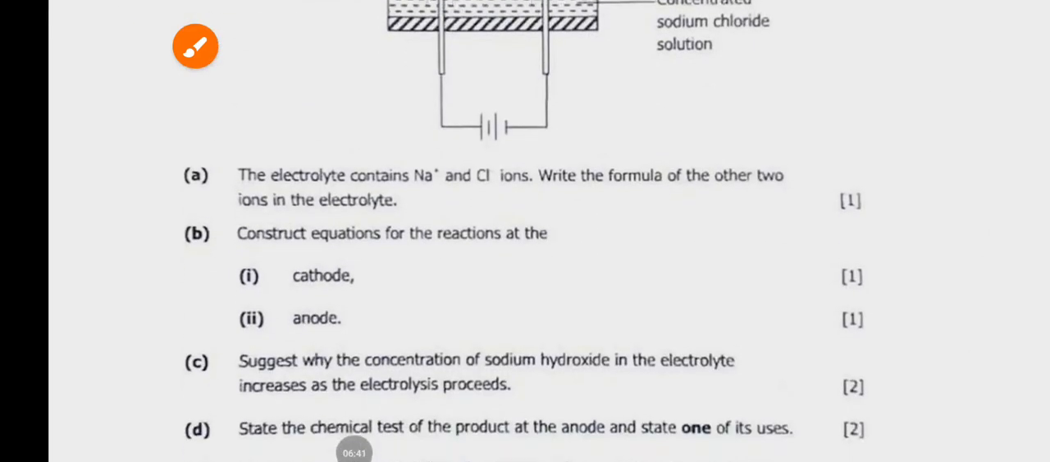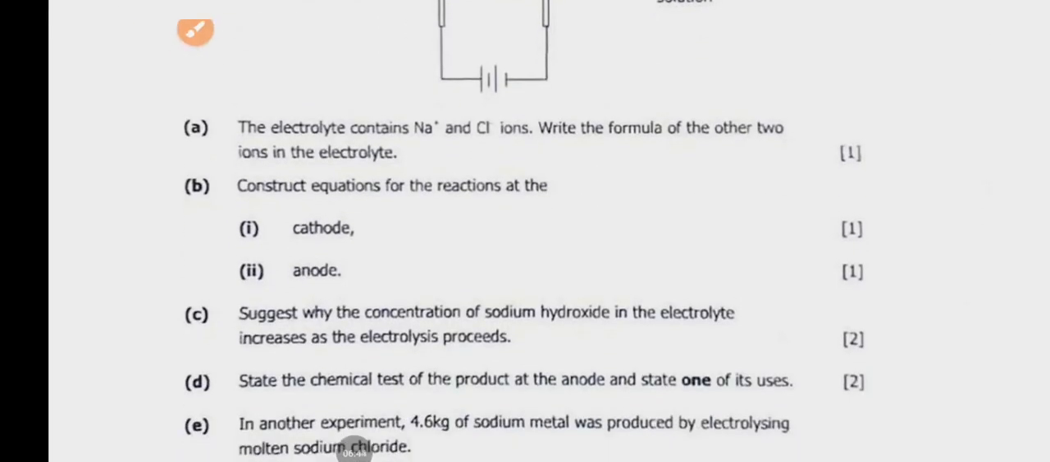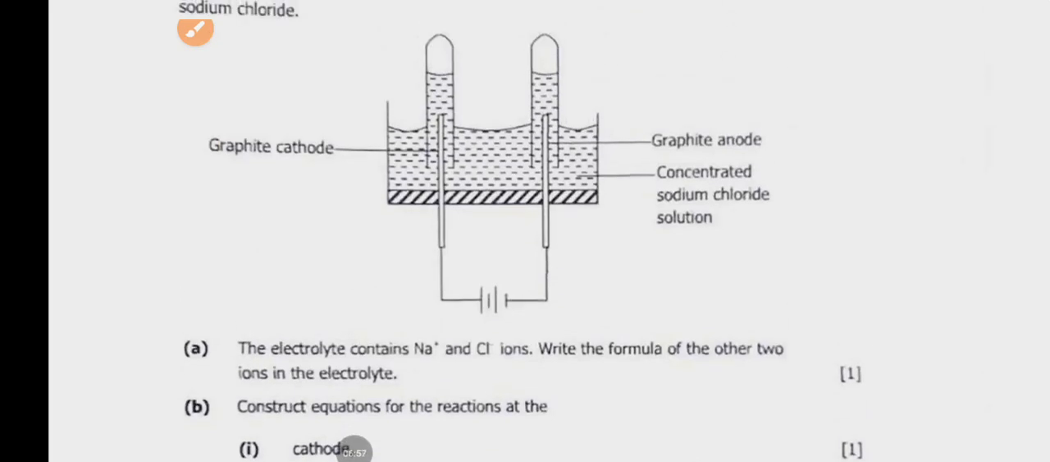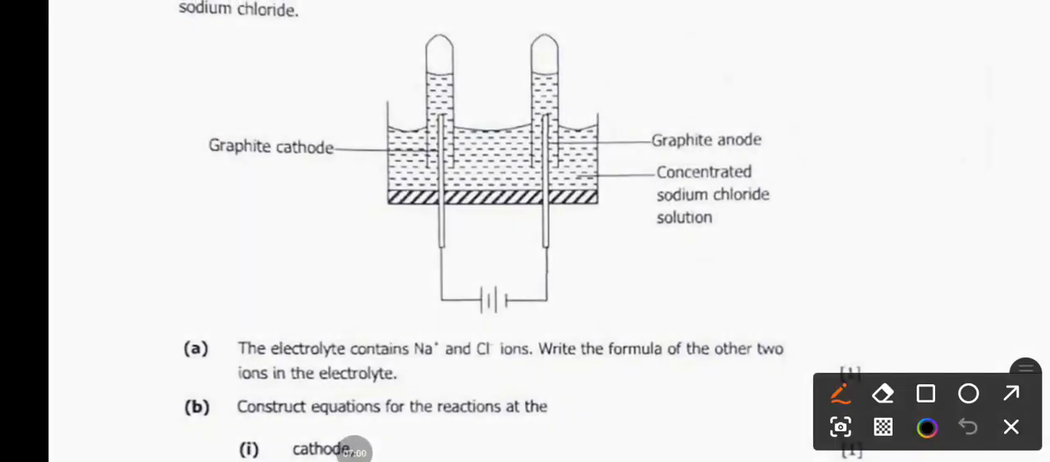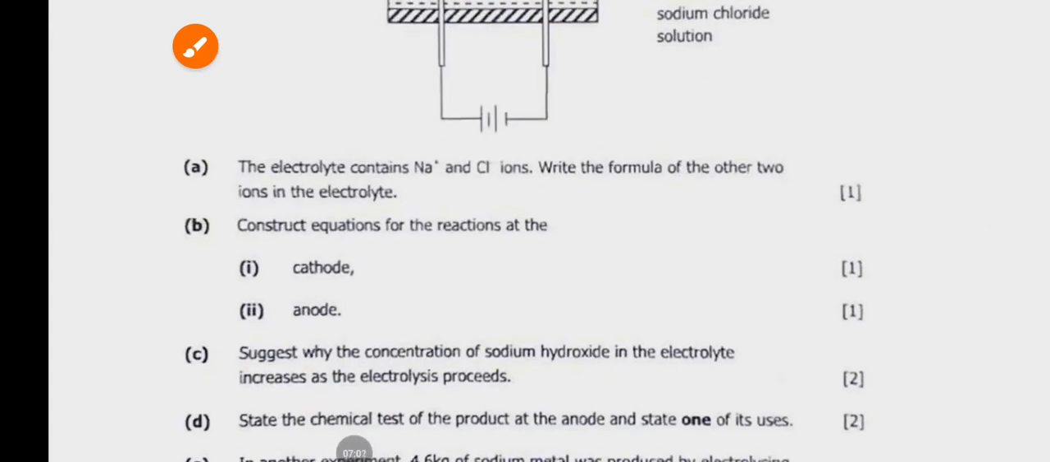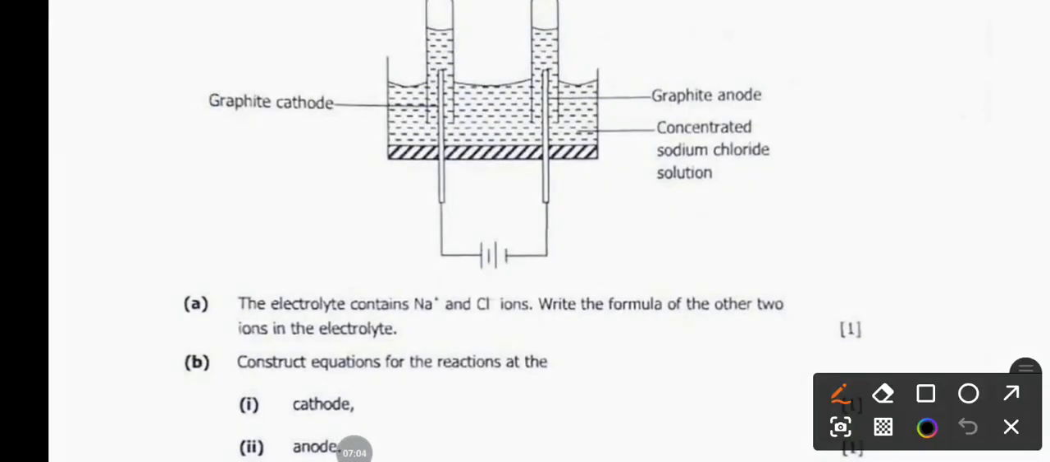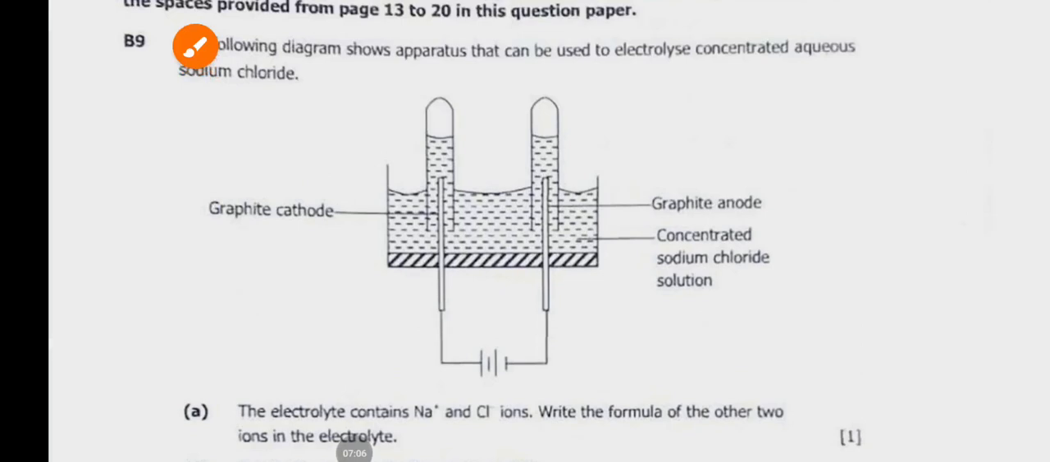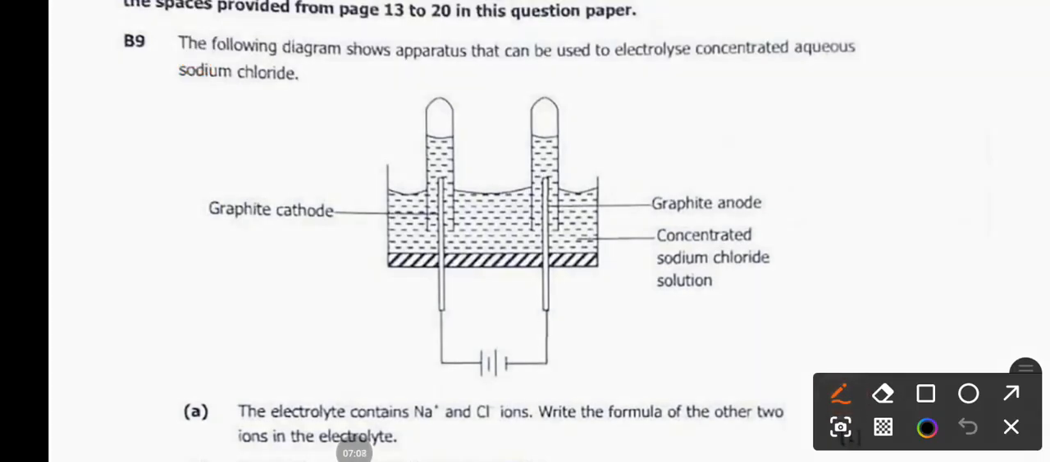Then the third part of the question says, suggest why the concentration of sodium hydroxide in the electrolyte increases as the electrolysis proceeds. So why does the concentration of sodium hydroxide increase here? This is very easy because we have answered most of the question, so it would not be very challenging for us to explain why.